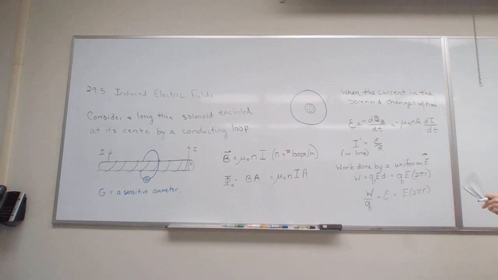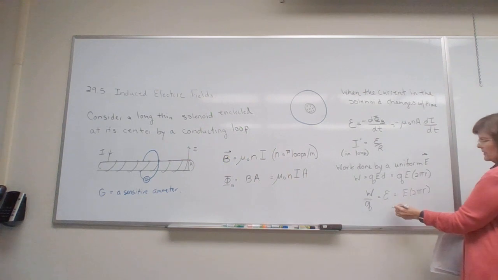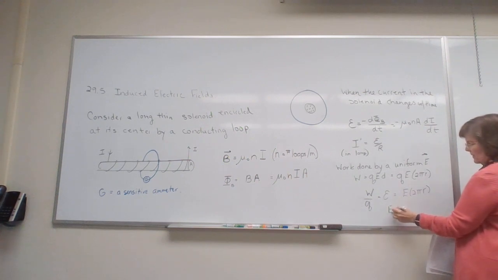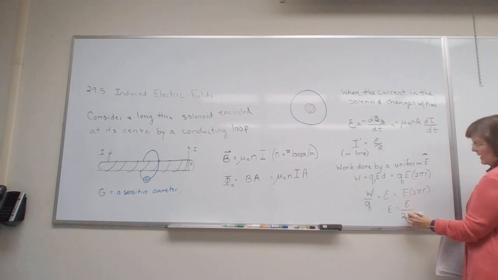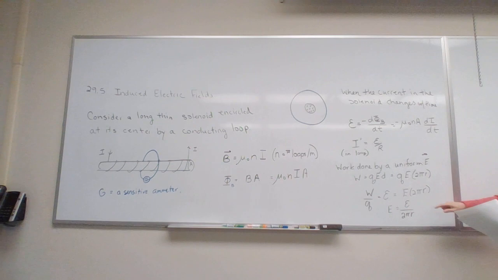Another way to think about that then, if we solve it, is that our induced electric field would have to be equal to the EMF divided by 2 pi r. That's kind of what we did when we had uniform magnetic fields, where we would say it was the voltage divided by the distance. This is like the voltage divided by the distance. We actually are making an electric field inside there.